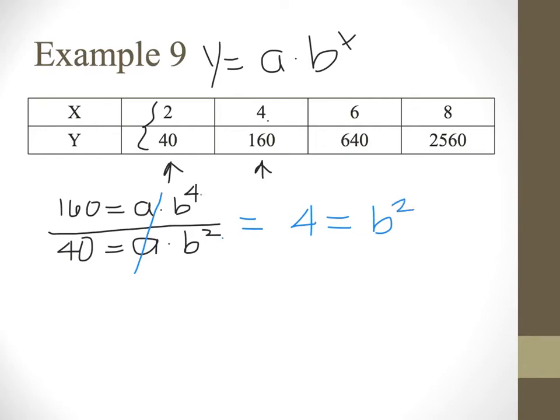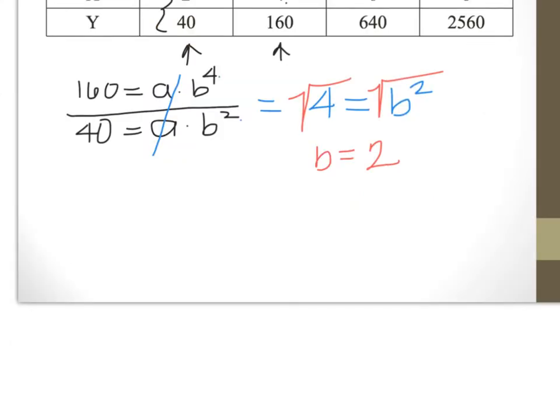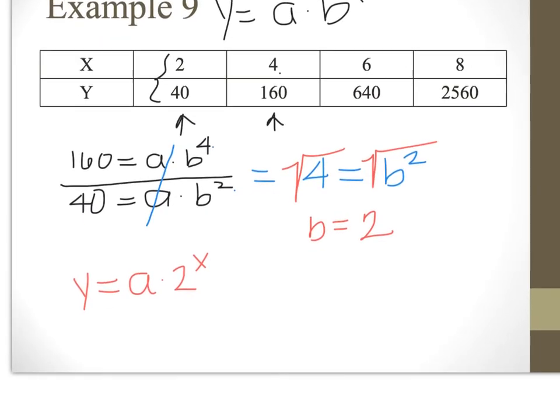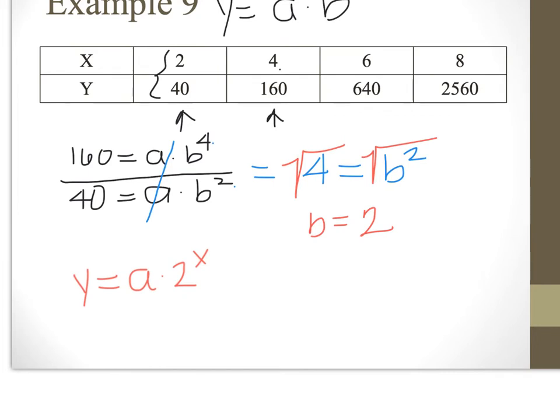So now I have b squared equals 4. If I want to undo the square, I have to square root both sides. So now I'm left with b equals 2. Now that I know that b is equal to 2, I can write my equation as y equals, I still don't know what a is, but I know b is 2, and that's going to be raised to the power of x. So now I'm going to pick one of my values from my table, and in this case I'm going to pick the (6, 640) and just plug those in. Again, it can be any point from that table.